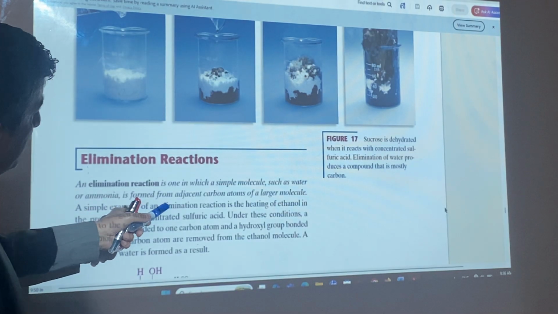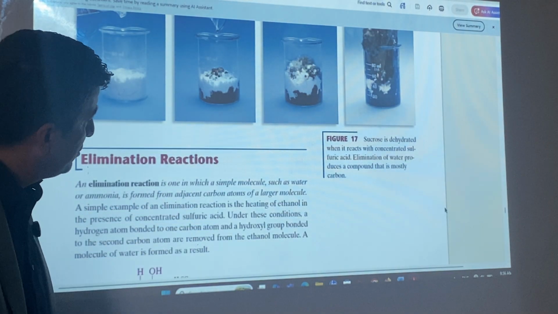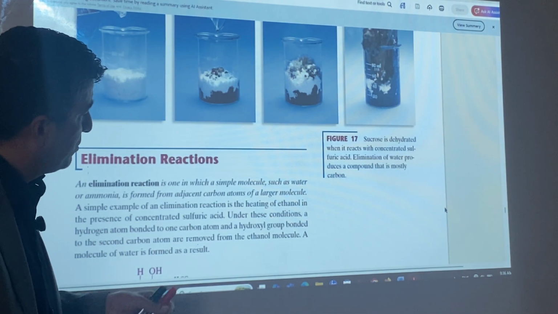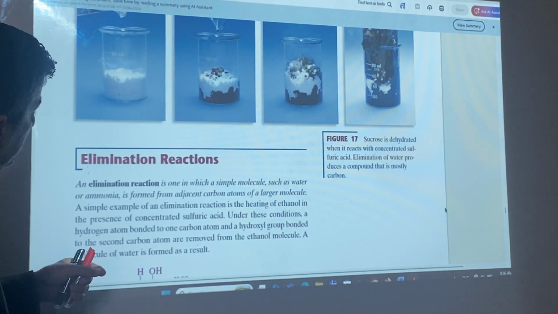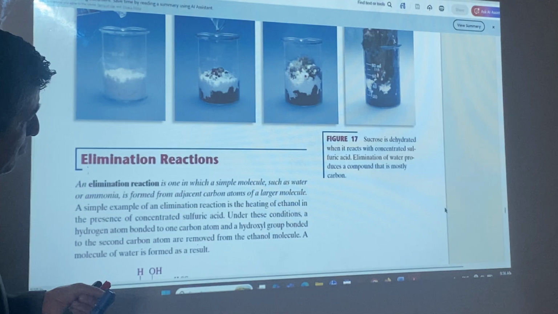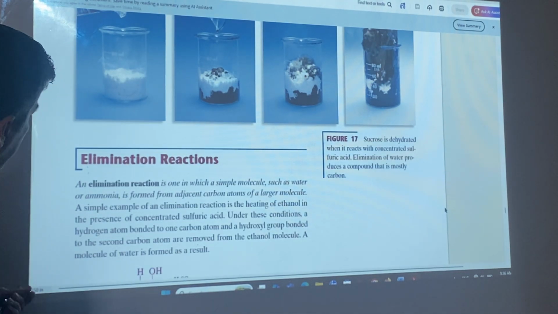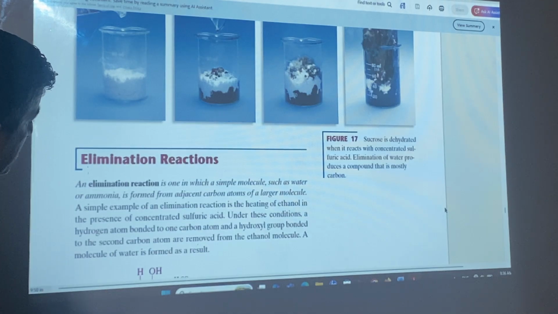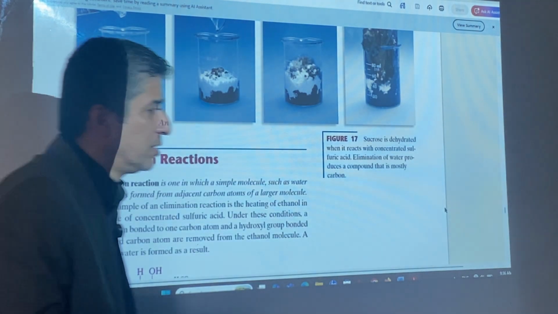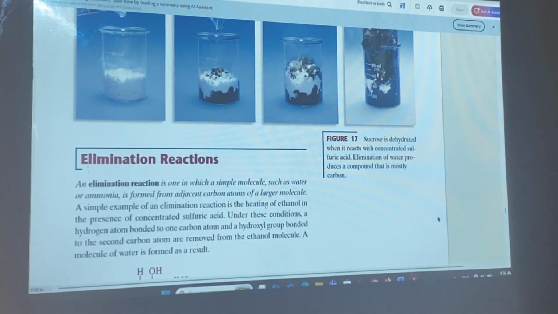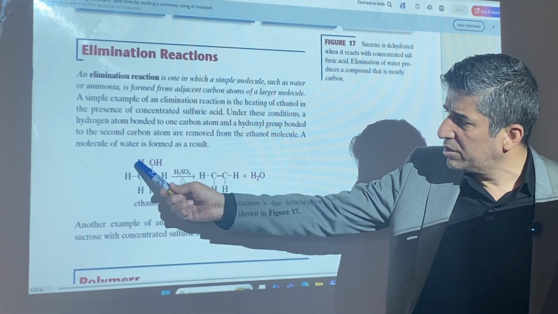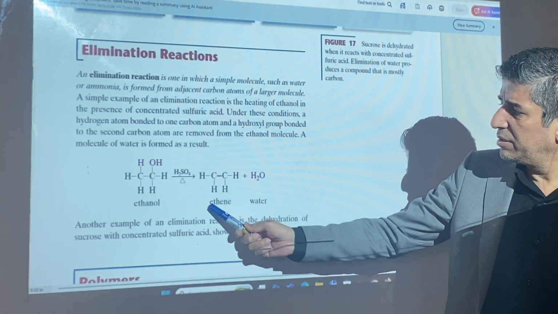A simple example of an elimination reaction is heating of ethanol in the presence of concentrated sulfuric acid. Under these conditions, a hydrogen atom bonded to one carbon atom and a hydroxyl group bonded to a second carbon atom are removed from the ethanol molecule, producing water and ethene. Water and ethene molecules are produced from this reaction. You see here we have ethanol removing H2O, producing ethene.